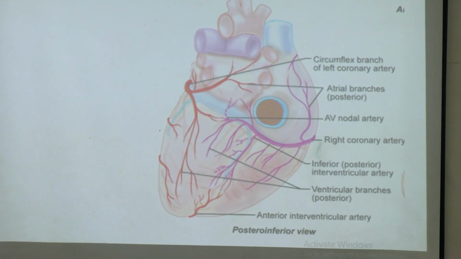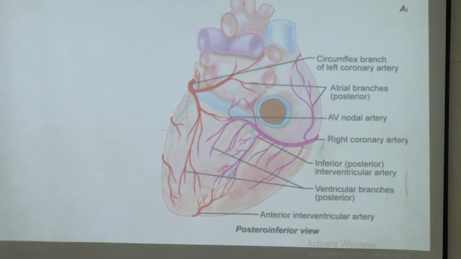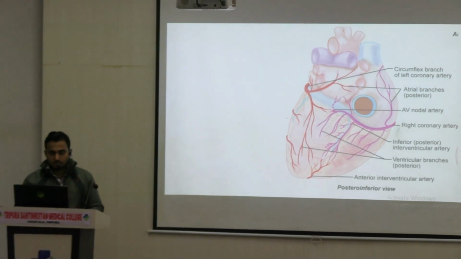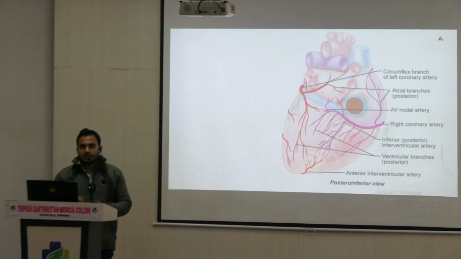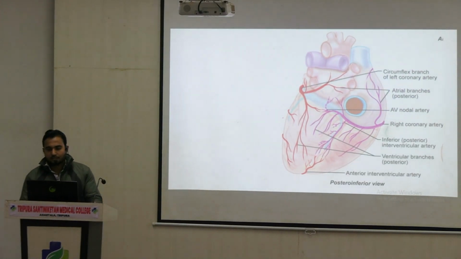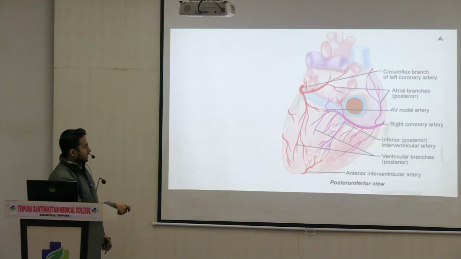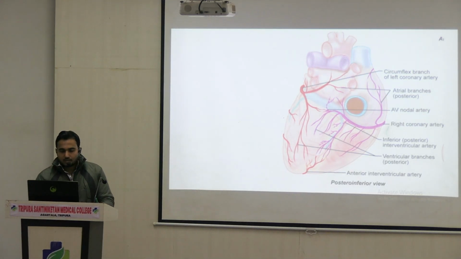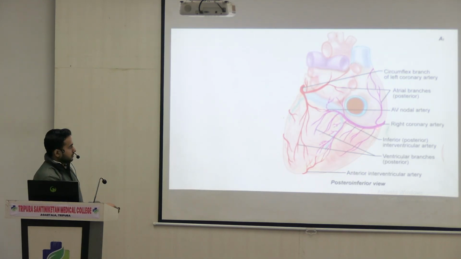So that's why I mentioned you have to use 2 different diagrams to understand the entire course and the termination. So it winds around the inferior border to reach the diaphragmatic surface of the heart. So this is the diaphragmatic surface of the heart, as you can see. Now here it turns backward and to the left in the right posterior coronary sulcus. It will go towards the left side in the right posterior coronary sulcus.